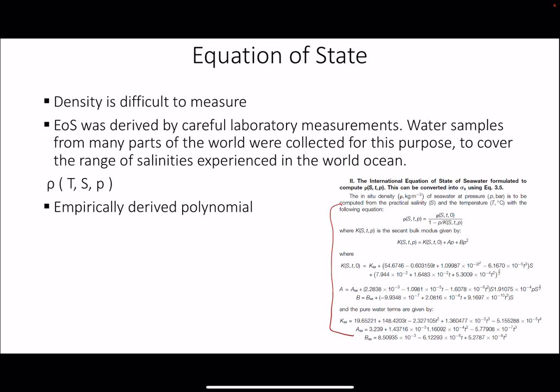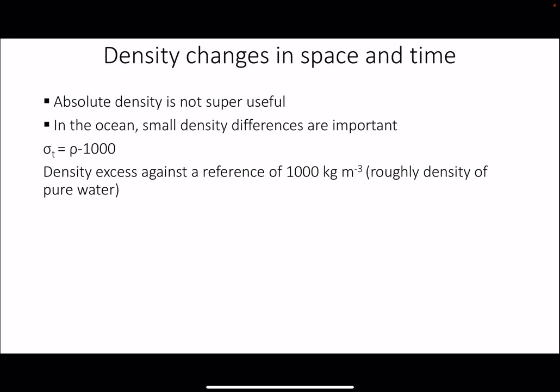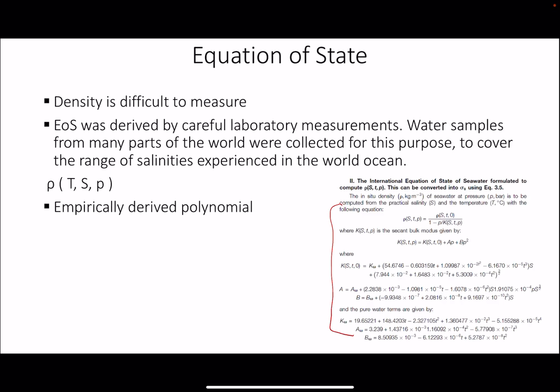Well, of course, nobody wants to actually be doing this math. And so that's where that TEOS 10 site that I was telling you about comes in. Basically does it for you, which is really cool.